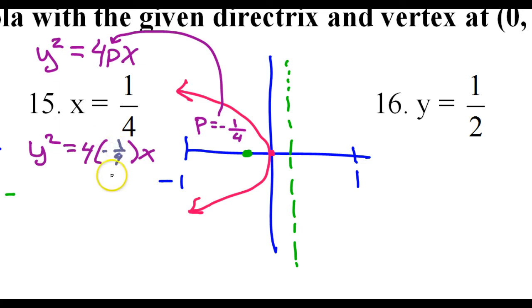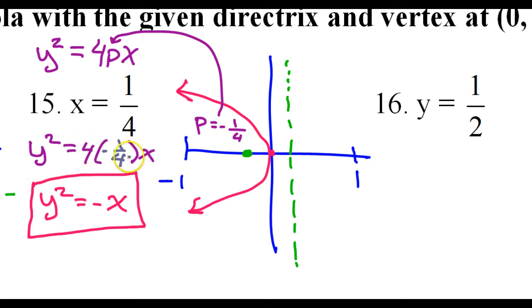negative 1/4. Multiplying by 1/4 is the same thing as dividing by 4. So I'm hoping you can see that this is y squared is equal to negative 1x. But we would not show the 1. So we would just say y squared is equal to negative x. Okay, now if you had any trouble understanding that, then use your calculator and just do 4 times negative 1/4, and you'll see that it's negative 1.